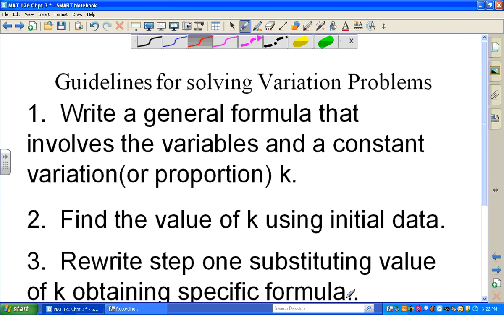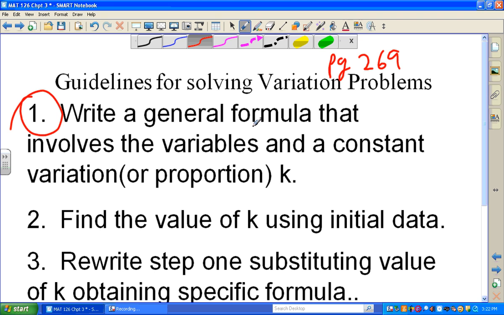All right, here's the guidelines for the variation. These are in your textbook. I wouldn't write this all down. You can find these in your textbook. They're listed on page 269, I believe, if you have it. That sounds right to me.